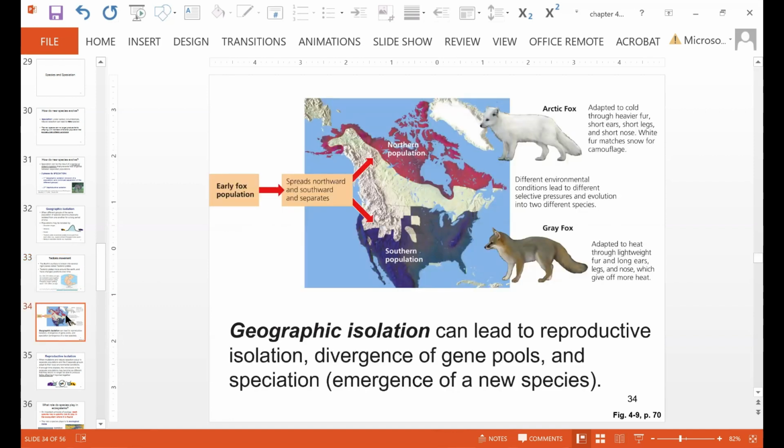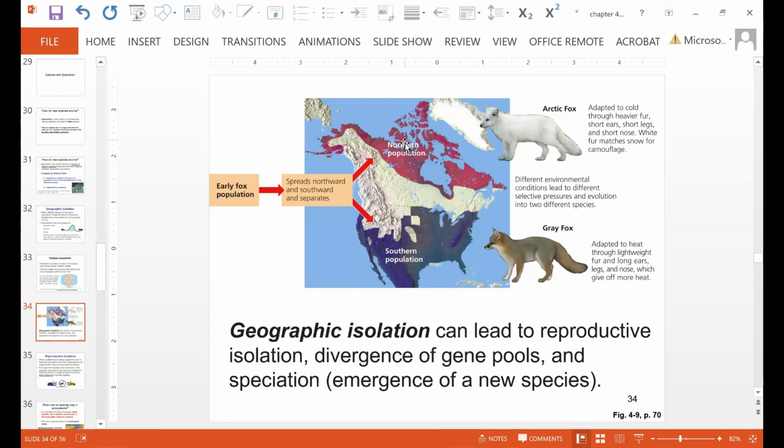Geographic isolation can lead to reproductive isolation, the divergence of gene pools, and speciation, the emergence of new species. So here we have an early fox population, a fox in North America, where some of the population moved northward and some of the population moved southward in North America.